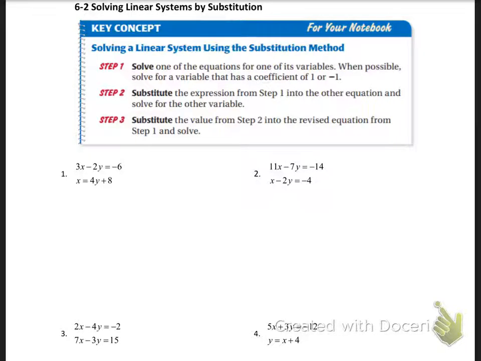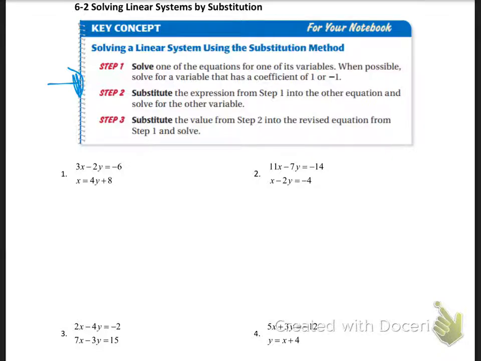Here are the notes for 6.2, solving systems by substitution. If you look up in this box here, it has the steps for us. So step 1, solve one equation for a variable. When possible, solve for the variable that has a coefficient of 1 or -1. So all that's saying is make it easy on yourself. If the variable is already by itself, use it. If not, get the one alone that is easiest.